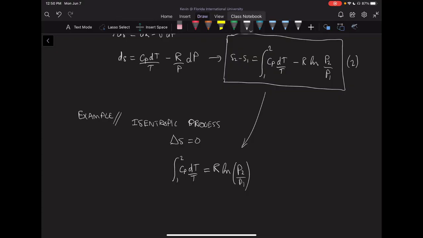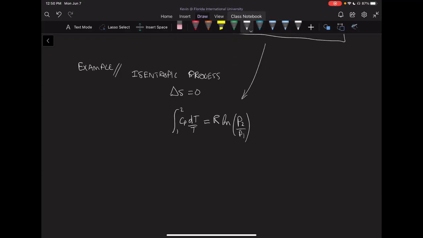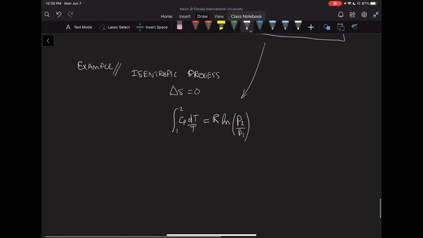Now, there are three different types of solutions for these equations, because Cp could be a function of temperature or could not be a function of temperature. So Cp could be constant or not, it depends. So let's look at the three different solutions that we could encounter for the two equations for ideal gas.